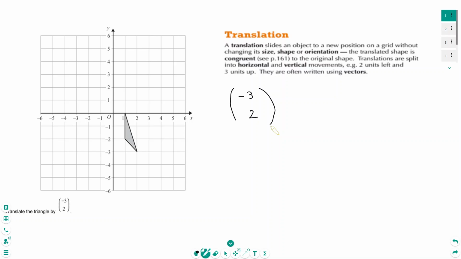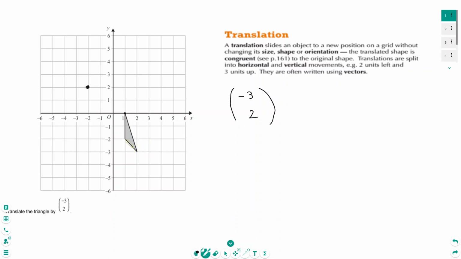The first number is the horizontal, the second number is the vertical. -3 is movement 3 units to the left, and the +2 is movement 2 units up. So all the points on the original graph are translated using these values. Point 1, 0 is going to move 3 units left and 2 units up. So it comes into this position.